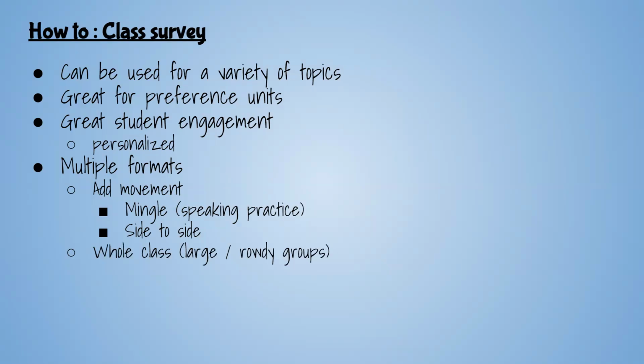It can also be done as a whole class. So if you have large classes or rowdy groups where you're not sure you're really comfortable having them getting up and moving around, you can simply have them raise their hand if they like this thing, or now raise your hand if you don't like it, and count that way. They can also be done digitally. So if you're teaching remotely, there's a poll option here on Zoom, or you can use a Nearpod or a Desmos. I've done both of those formats before, and it's really easy to do.